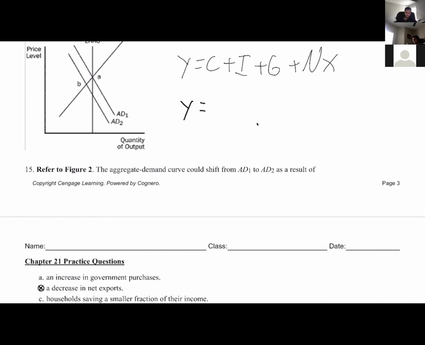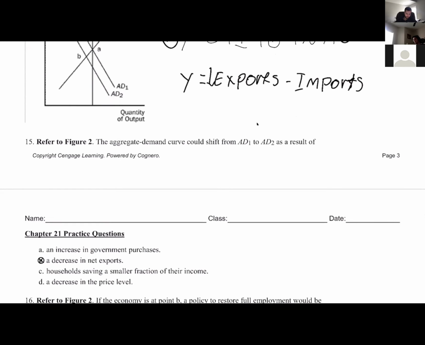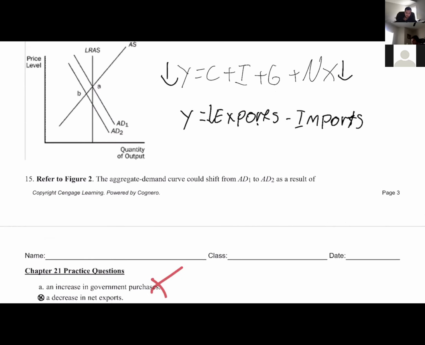However, also remember the exports minus imports. So if exports go down, NX will go down, and Y will also go down. And looking at these answer choices, you use process of elimination. Increasing government purchases would increase that. Do you see? That would go up. That would make Y go up. That would make this curve go right. So that's wrong.